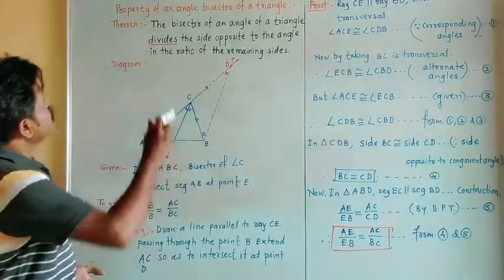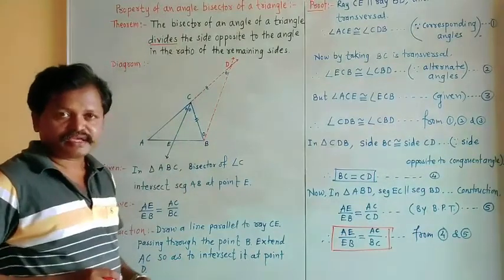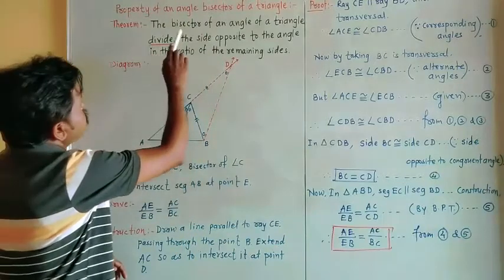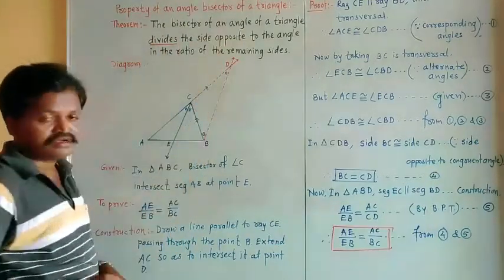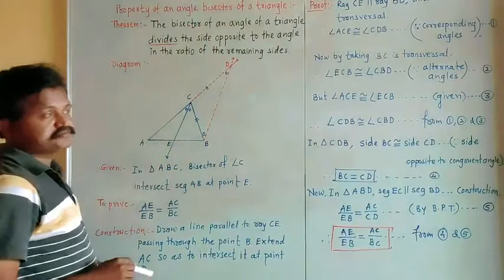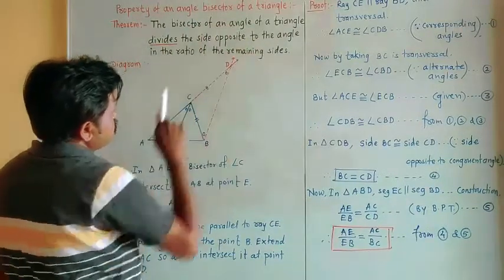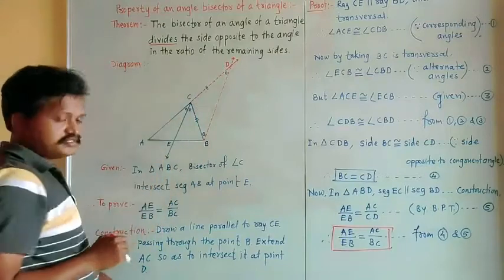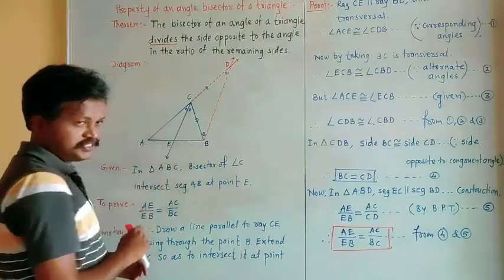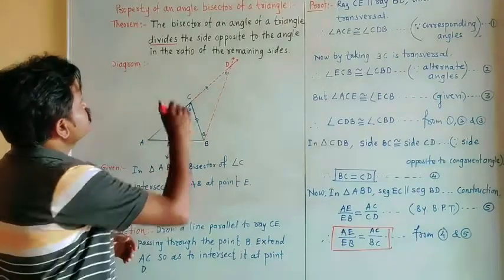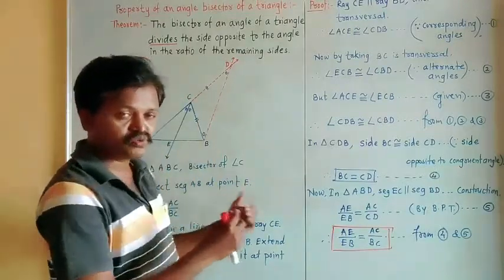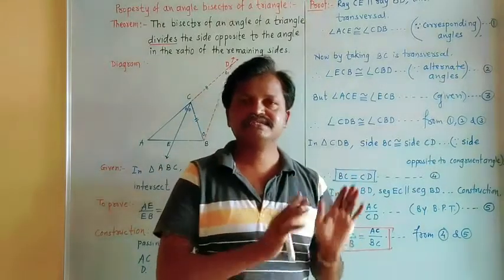Which theorem? Property of an angle bisector of a triangle. The property of the angle bisector we have proved here. So the statement again: the bisector of an angle of a triangle divides the side opposite to the angle. Look here, ray C is the angle bisector. It divides the side AB in the parts AE and EB, in the ratio of the remaining sides, AC upon BC. So that is our theorem we proved here. I hope all of you understand this theorem.